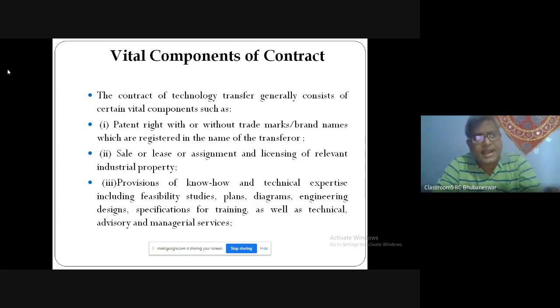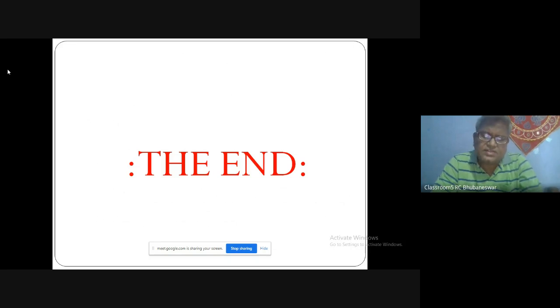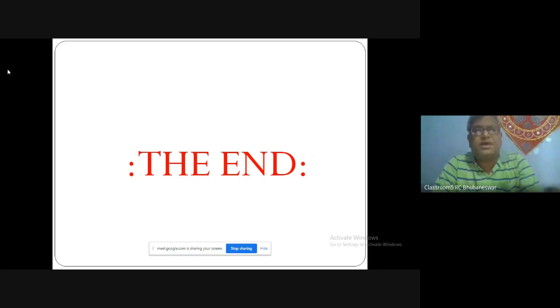Otherwise, there are different vital components of contracts. What are the vital components? Patents, brand name, sale agreement or assignment, licensing system, provision of know-how and technical assistance, payment of royalty, provision of technical knowledge, duration, and restrictive clauses. These are some issues which can be undertaken over a period of arrangement, through training and acquisition of knowledge, through the payment of royalty or management and technical fees. This type of arrangement is the overall concept of developing the technological background of the business environment.